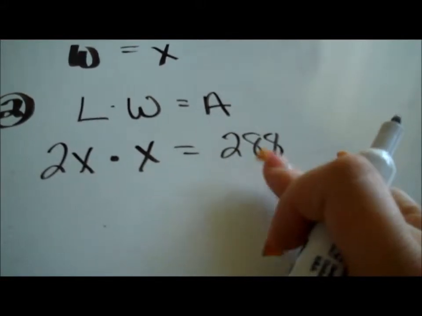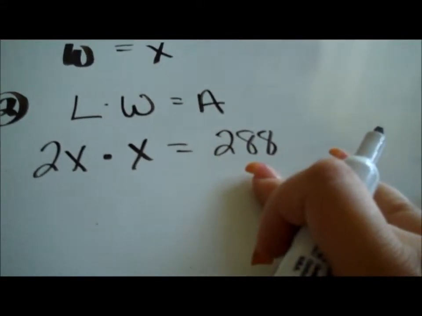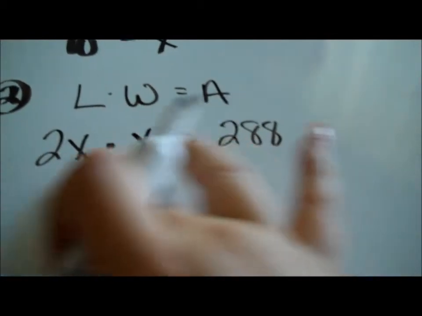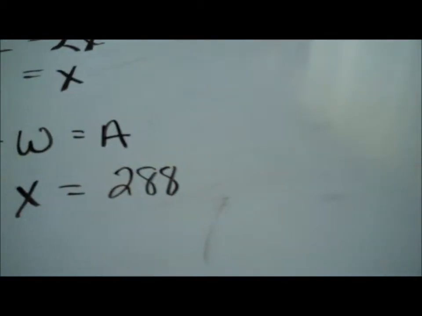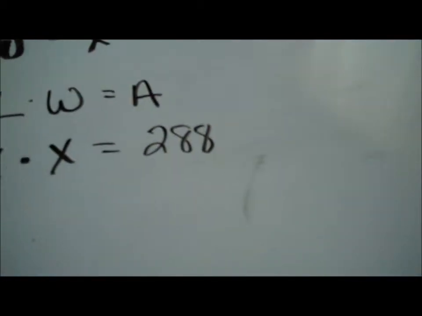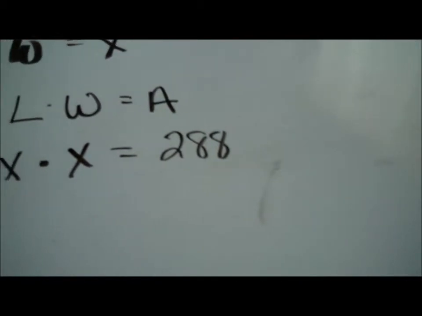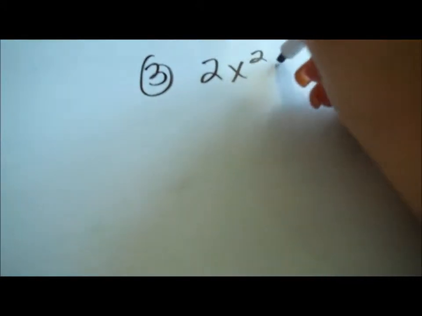Next, we need to solve. We need to solve for x. So remember, we've got to simplify this here. So 2x times x is 2x squared. Move this over here. Equals 288.